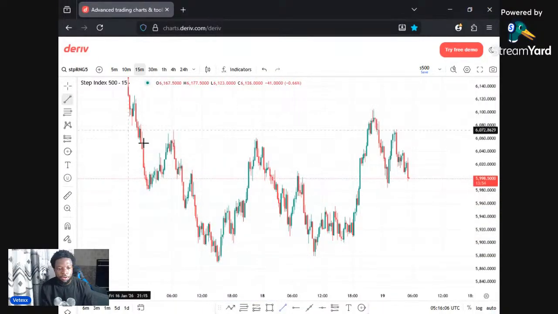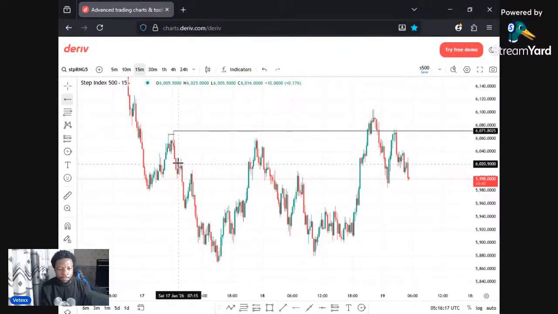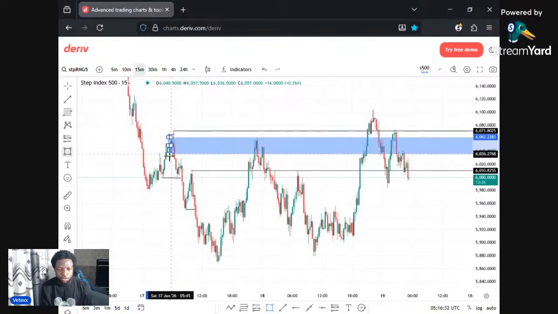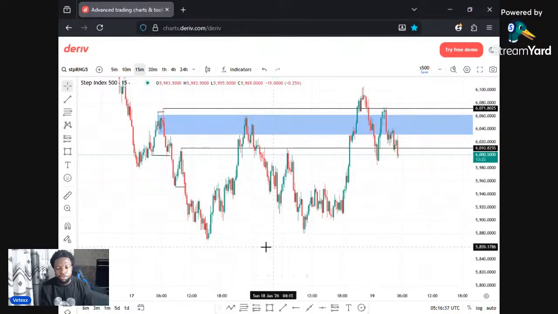Price gave us a sweep of liquidity, protected high, structural liquidity, first break. We have our second break here, and then we have our point of interest. So when price tapped into this point of interest, it sold in the opposite direction.